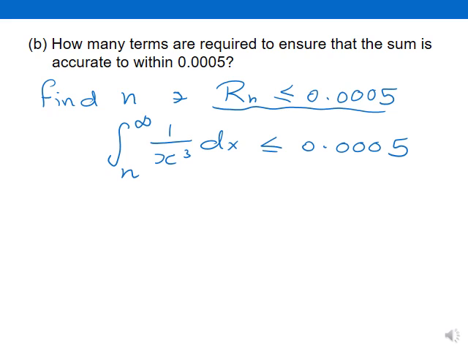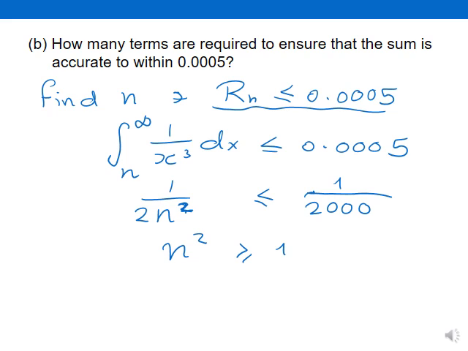Integrating 1 over x cubed actually gives -1 over 2x squared. Substituting the limit at infinity, 1 over infinity is 0, then I'll end up with the value 1 over 2n squared. 1 over 2n squared must be less than 0.0005, which is actually 1 over 2000. Let's simplify, do the cross product, and I'll end up with n squared greater than 1000. That is, n is greater than, taking the square root of both sides, 31.6.